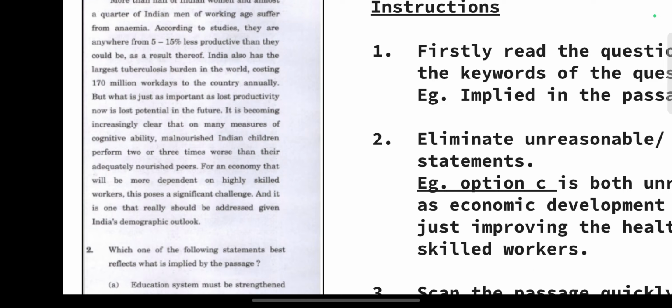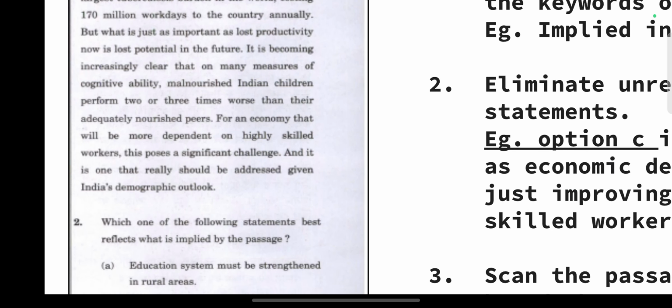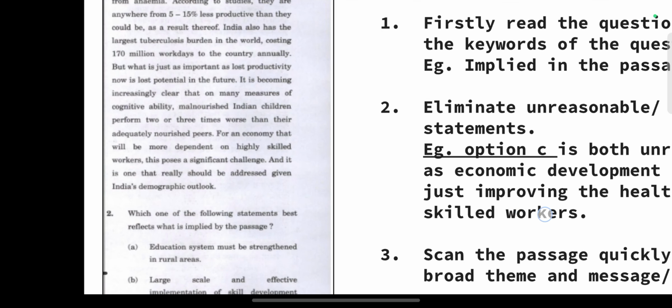It is becoming increasingly clear that on many measures of cognitive ability, malnourished Indian children perform 2 or 3 times worse than their adequately nourished peers. So the children who are malnourished are not able to compete with their nourished counterparts. So here also we are losing out. For an economy that will be more dependent on highly skilled workers, this poses a significant challenge, and it is one that really should be addressed given India's demographic outlook. Now, in the last line, what it is saying is that we have to focus on addressing malnourishment, which is leading to the loss of economic growth of the country and its demographic potential.